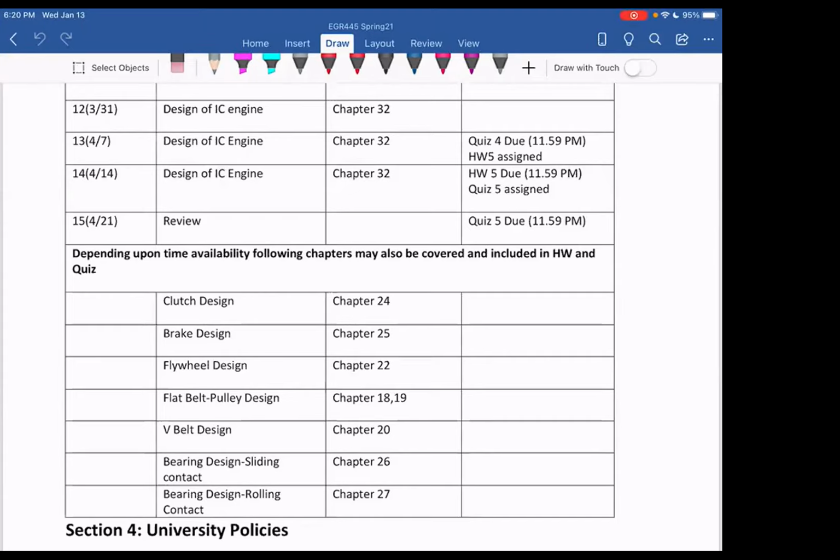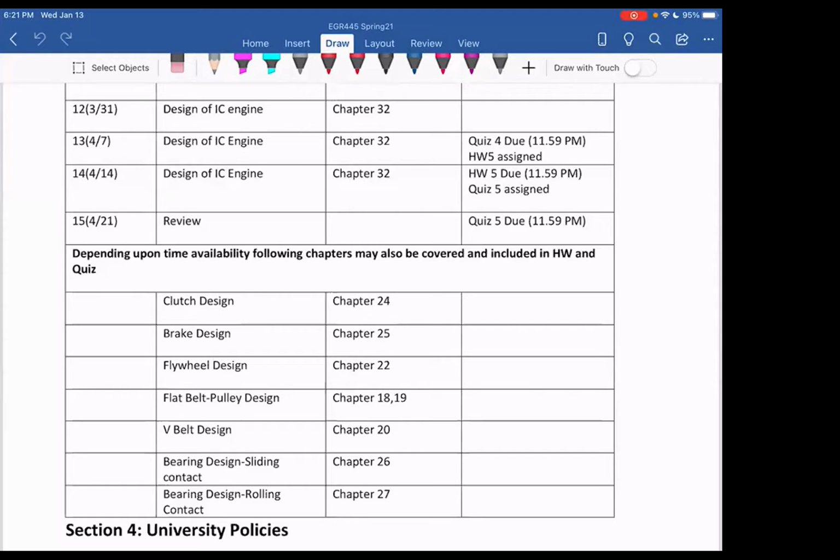Then we will talk about the bearings. There are two main types of bearings. One is the sliding contact bearing, and the other one is the rolling contact bearing. These two different types of bearings are used in internal combustion engines. They are used in power transmission devices. So we will use these subsystems in a lot of mechanical engineering applications. So this course is very practical.